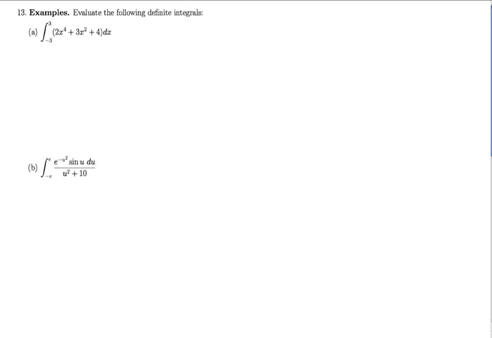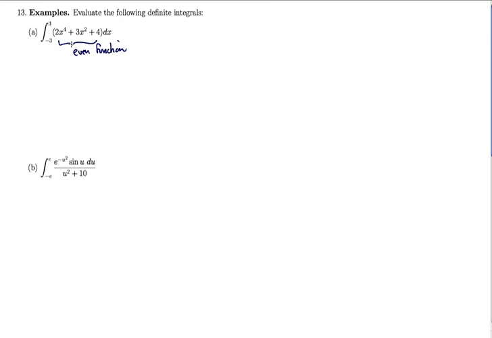So let's look at this example. We're looking at the integral from negative 3 to 3 of 2x to the 4th plus 3x squared plus 4. Notice here that this is an even function. All the powers of x are even powers, and it's got symmetry about the y-axis.